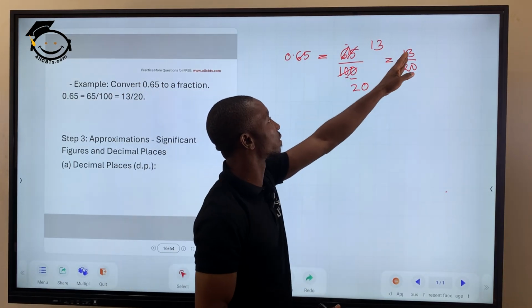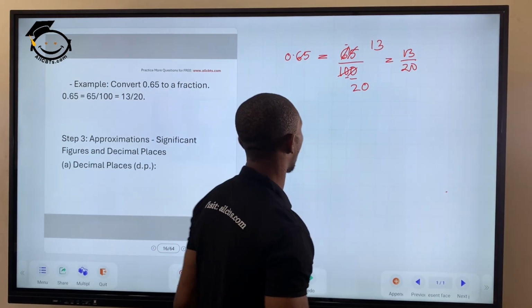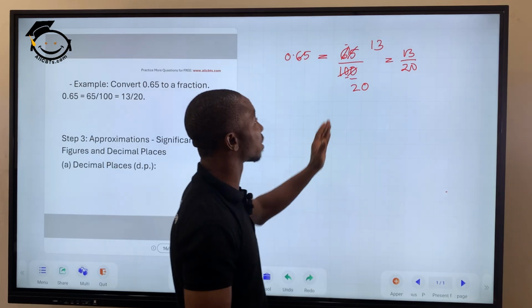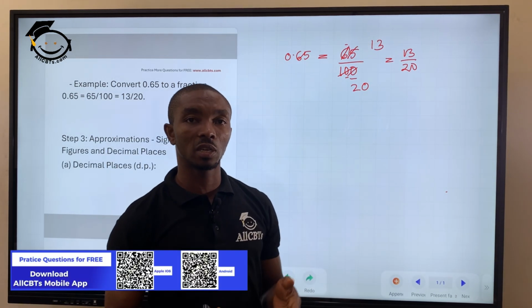Now, since we can't simplify this further, this would be our answer. But in the case you can further simplify it, then you bring it down to its lowest terms.